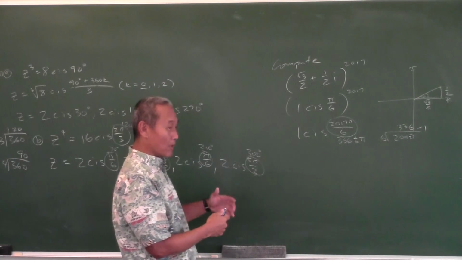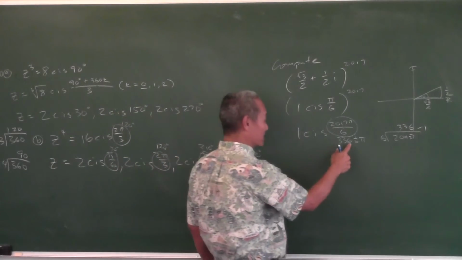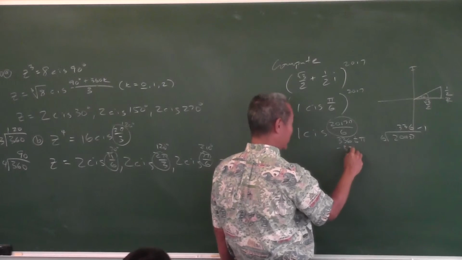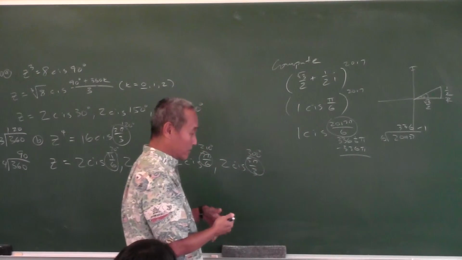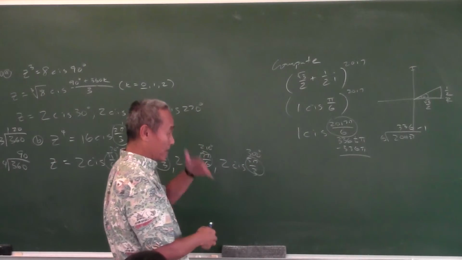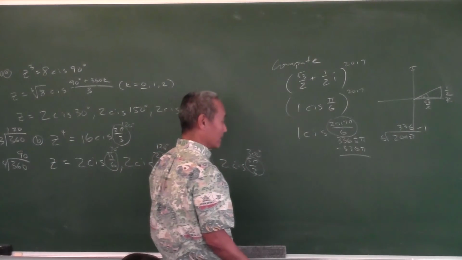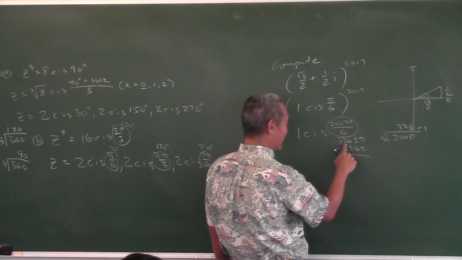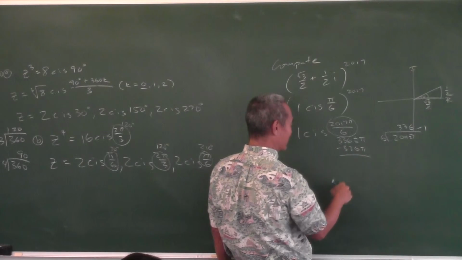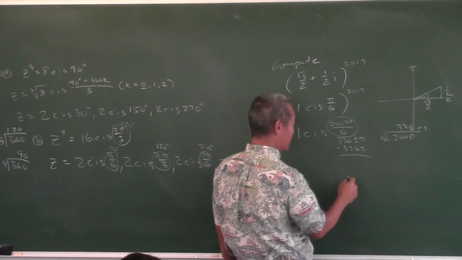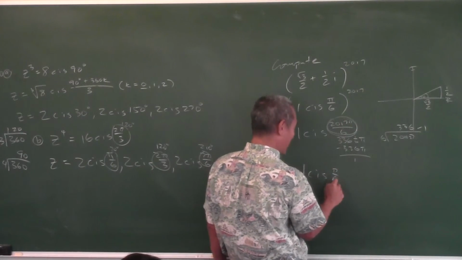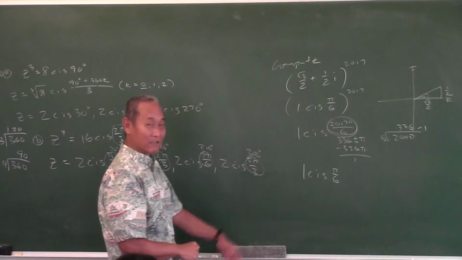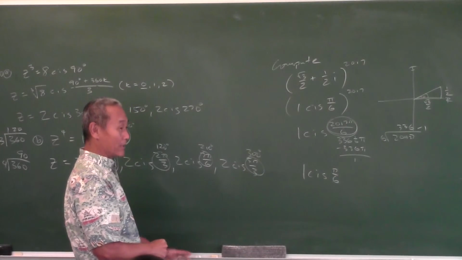So what would be a good multiple of 2 pi to subtract from this? 336 pi. Remember, you can add or subtract any multiple of 2 pi or 360 degrees and you end up at the same place, right? So what is 336 and 1/6 minus 336? 1/6. 1/6 pi. So this angle reduces down to simply pi over 6. That's the answer. But now you've got to change it back.